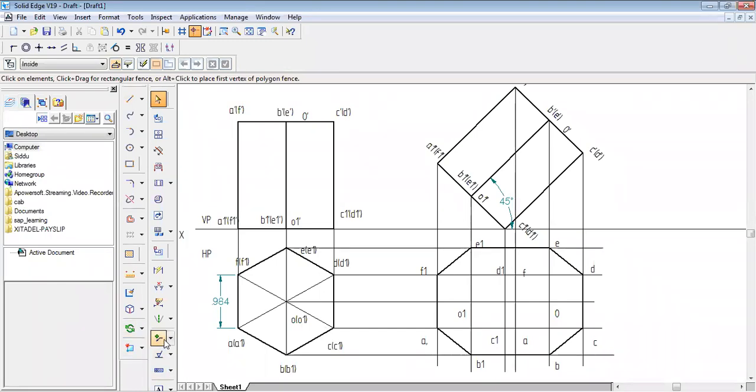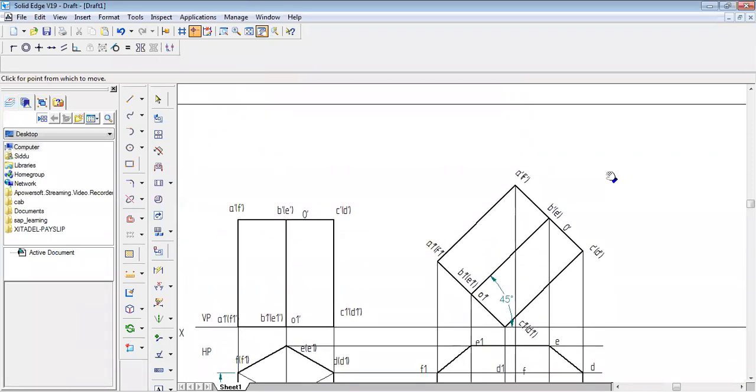Now, the moment you've done that, first and foremost, we have to identify all the seen edges. When I'm looking from the top now, the observer is here.